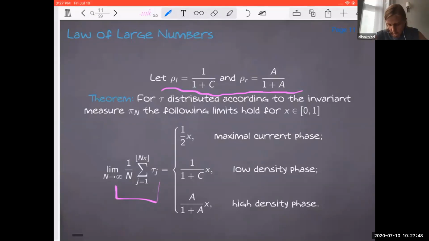We get that this quantity behaves linearly in all phases with different constants depending on the phase, and the limit here is in probability. Let me remark that even though I state this theorem in this form, 1 over n, the weighted sum of the occupancy variables, it can be easily rewritten in terms of the height function. So essentially we get the law of large numbers for the height function of the system.